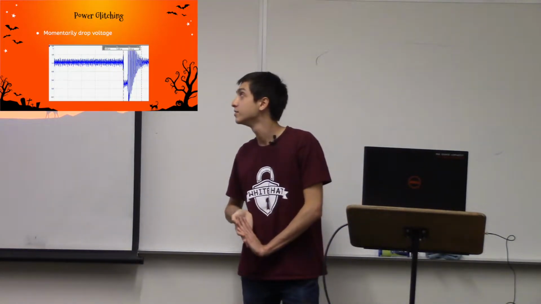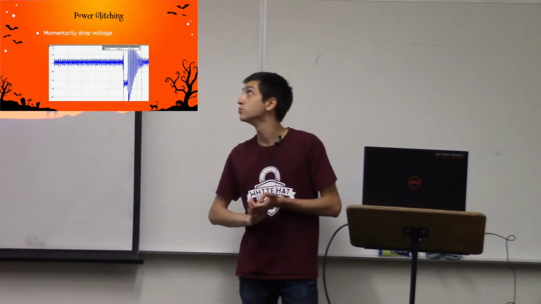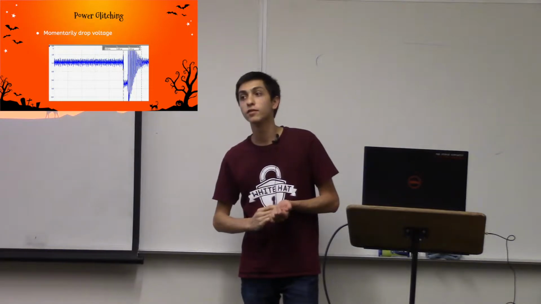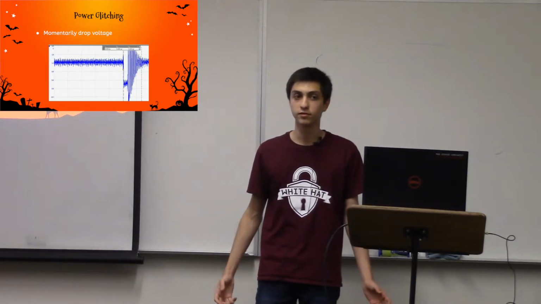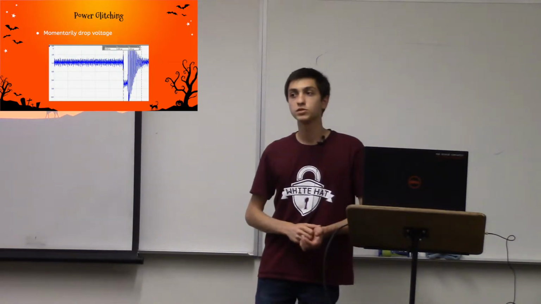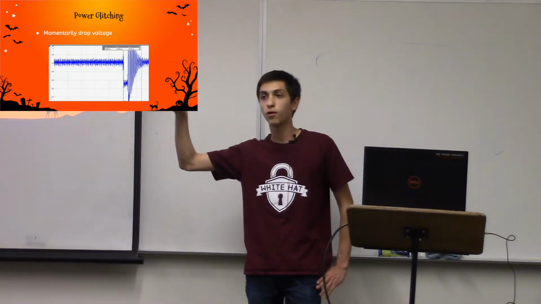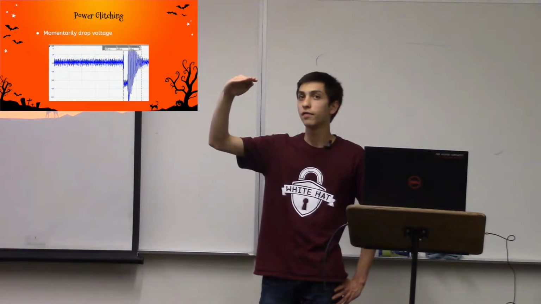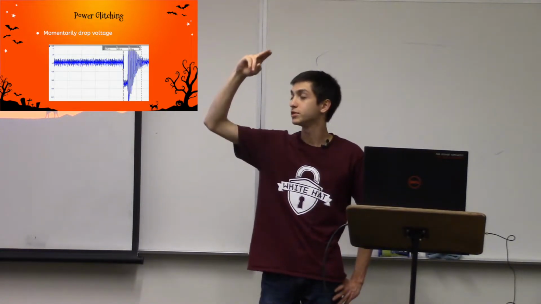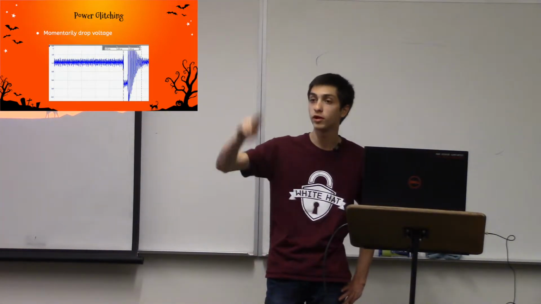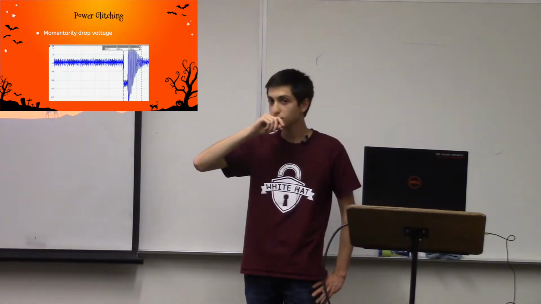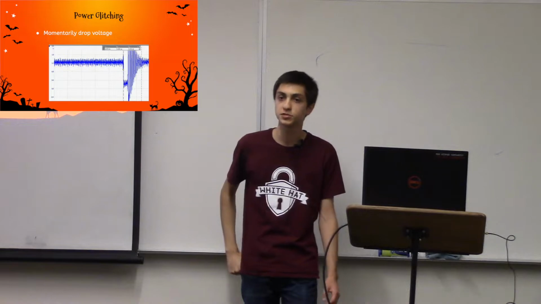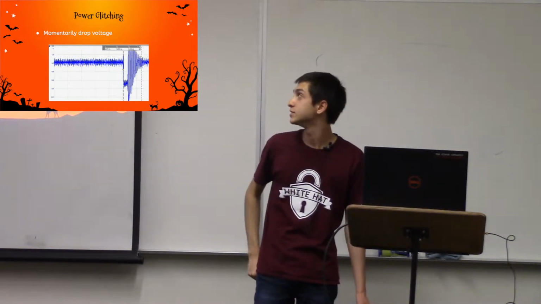Another way to do something like this is to do power glitching, where you momentarily drop the voltage. The voltage is like the amount of energy you're giving to the computer. So what you'll do is you'll have the power at a constant level, and then when you want to skip that instruction, you drop it to 0 really quick and then bring it back up. And you can achieve the same effect as the clock glitching, where you skip instructions or other operations.